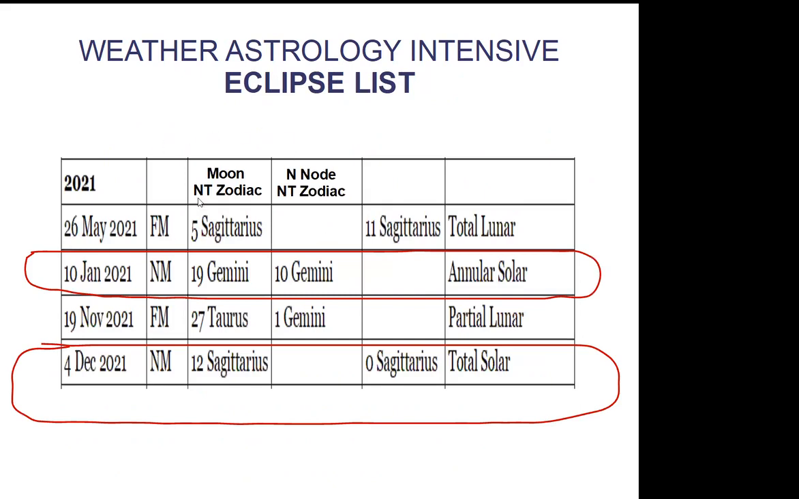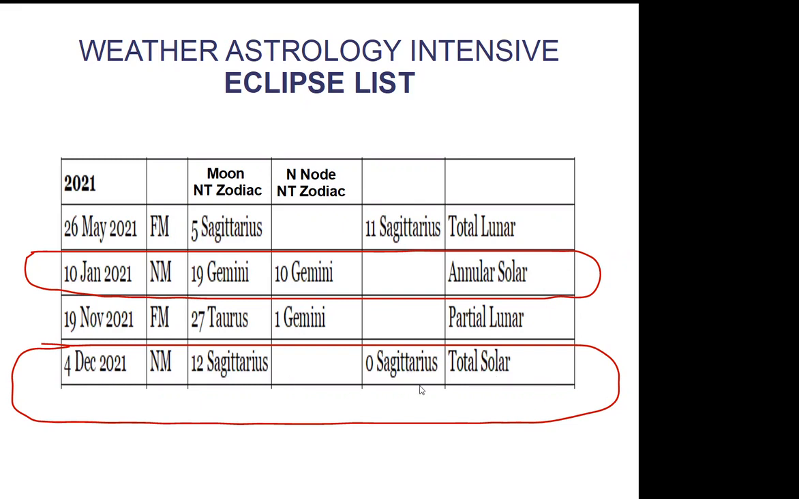So here's your eclipse list. You're going to be looking for new moon if you're looking for solar eclipses. There's a date. One was on the 10th of January at 19 Gemini. It was a north node eclipse because the north node was on that conjunction, and it was an annular eclipse, so not as potent. The one on the 4th of December at 12 Sagittarius, again, this is the NT zodiac, okay? It's a south node. South node is nastier than the north node. They're both nasty, but the south node is extra nasty. At 12 North Sagittarius, it's a total solar eclipse.